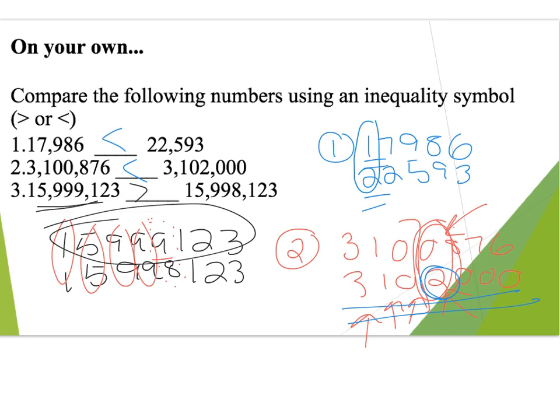So have your inequality eat the larger of the two numbers, and 15,999,123 is greater than 15,998,123.